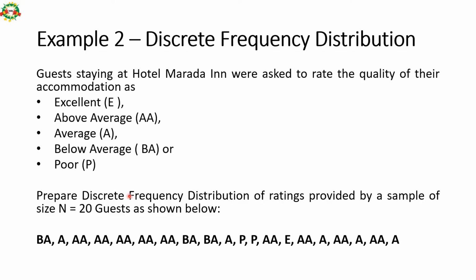BA means below average. The first guest gave a rating of BA, below average. Then A, that means average rating was given by the second customer. AA, above average rating was given by the third, fourth, fifth. These 5 customers, second to seventh customer, gave a rating of above average. Then these next two customers gave a rating of B, below average. Then average, PP, poor, double A, AA, above average, like this. 20 customers gave this rating.